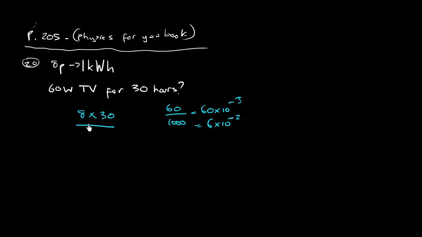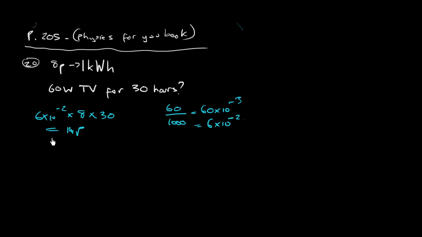So we can multiply the previous answer that we had by this fraction, and we should get the correct answer. So if we had 8 times 30 for the hours, and then times 6 times 10 to the minus 2, that will give us the right answer for this part. So question 20 comes out to be 14p. So that is one way of doing it, the way that I just explained.